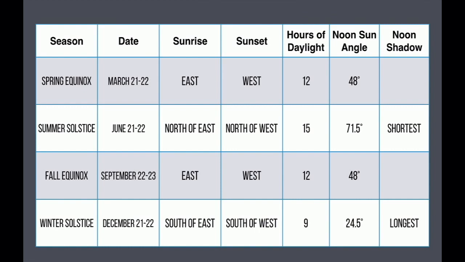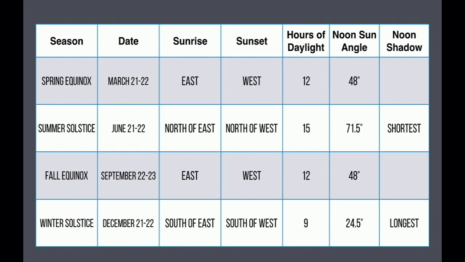We have exactly 12 hours of daylight. The sun reaches an angle at noon of 48 degrees. And our noon shadow, there's really nothing significant to say, so that's why I left that cell blank. The summer solstice is June 21st, 22nd. The sun rises north of east. It sets north of west.